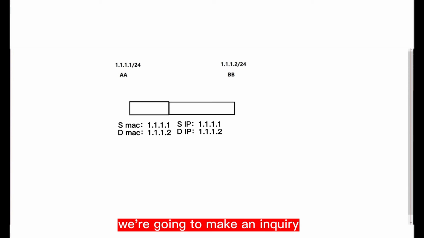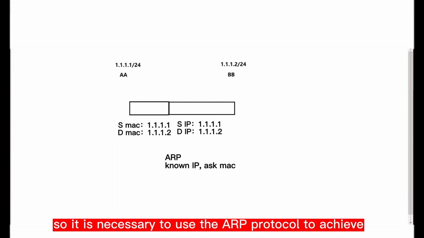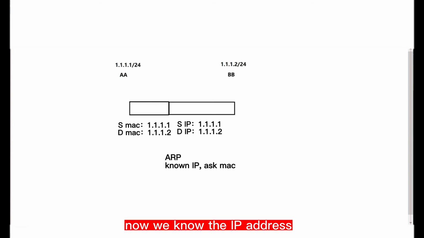So now we need to get this parameter. We're going to make an inquiry, so it is necessary to use the ARP protocol to achieve this. This protocol is called Address Resolution Protocol. It's simple. In one sentence, it is known IP to find MAC. Now we know the IP address.